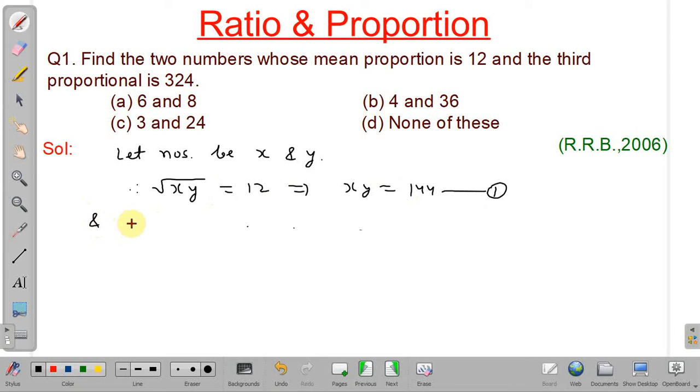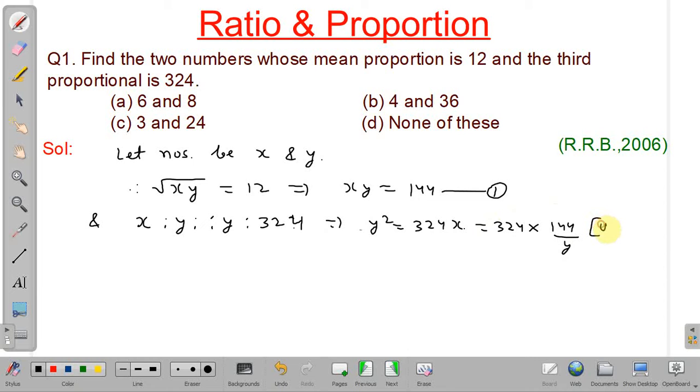Also it is given that the third proportional is 324. So x ratio y proportional y ratio 324. Okay, 324 is your third proportional. So from this we will get y square equal to 324 times x. Substituting x by using equation 1, it will be 144 by y. So we got this using equation 1.